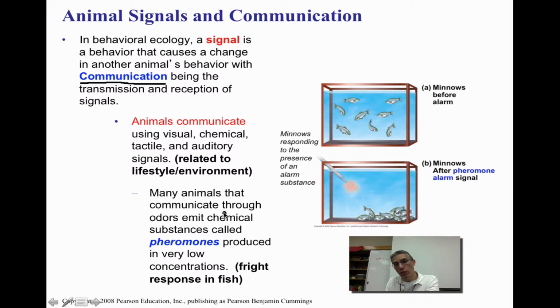Now, sometimes the way animals communicate is not as easy to recognize, and some of them actually, as we had said, are going to use a chemical type of communication. So what they're going to do is they're going to emit an odor, and this odor is a substance called a pheromone. And these odors are typically emitted in very, very low concentration.